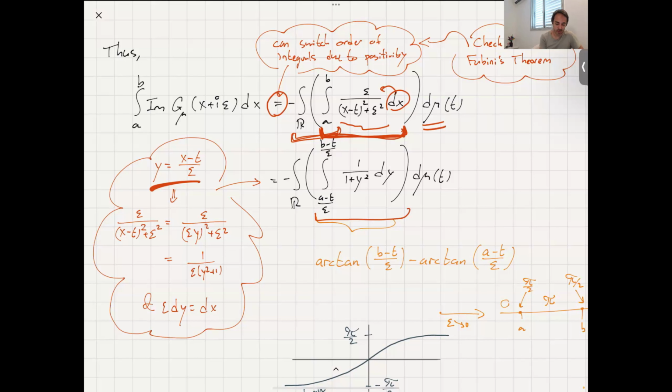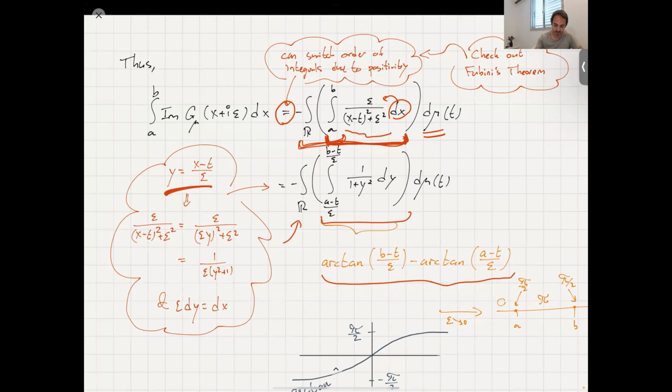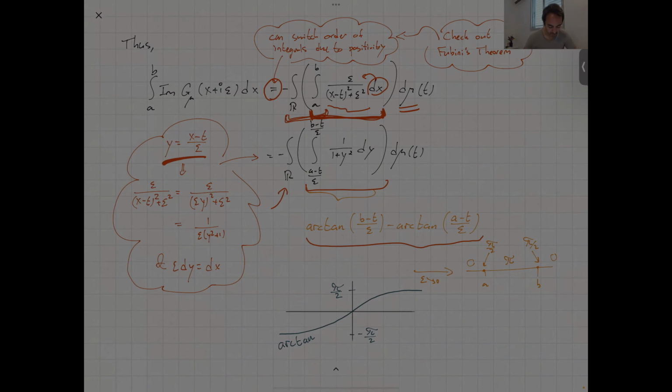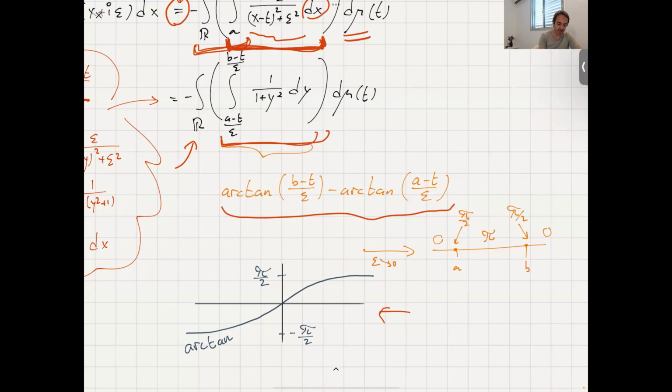Really, up to the -1 over pi normalization that we are ignoring, the integral that we are looking at is equal to integrating over R this function against the measure mu. So that's the function we got. And just to remind you, this is the arctangent function. It approaches pi over 2 as you go to infinity, and minus pi over 2 as you go to minus infinity.